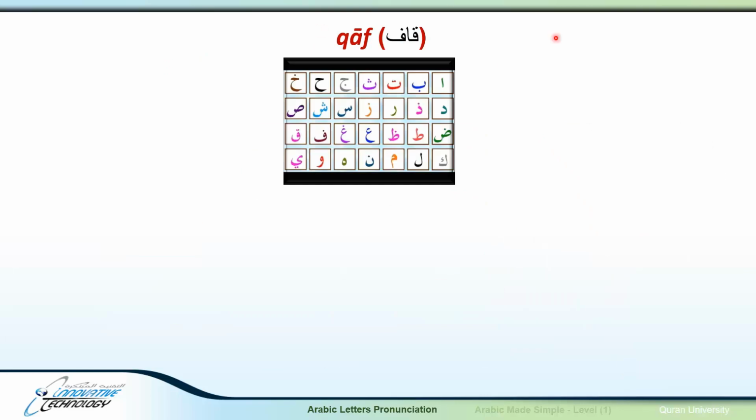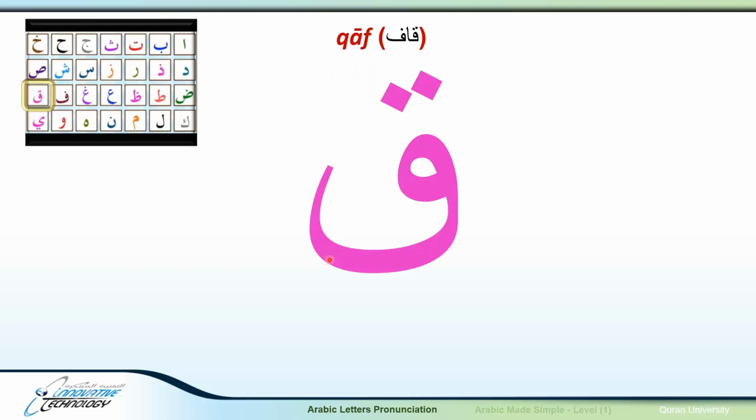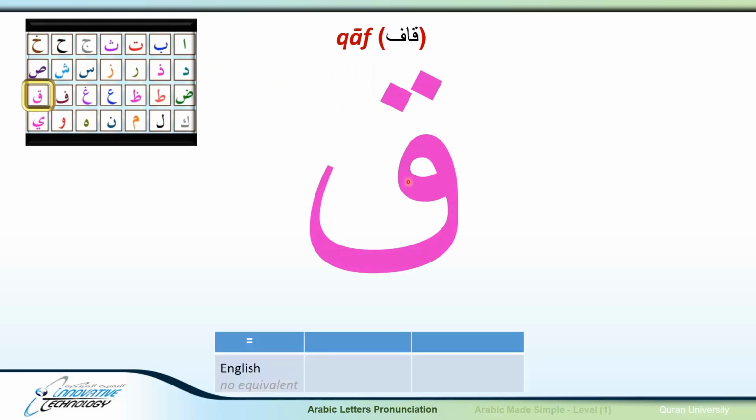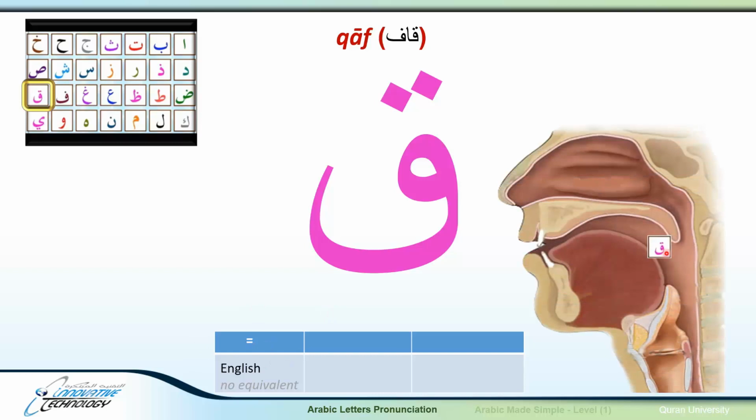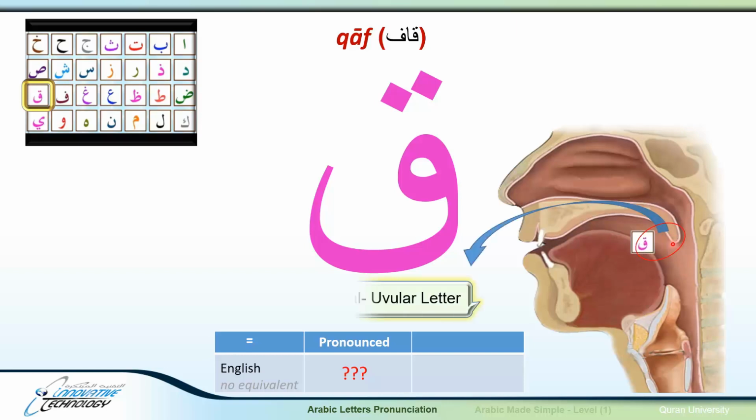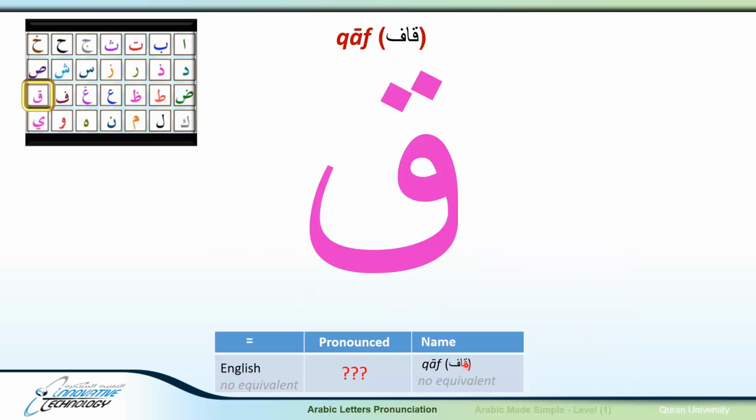The last is the letter قاف. قاف has 2 dots, like the fa, more circular, but with 2 dots on top of it. It has no English equivalent and is pronounced إق. It's pronounced at the upper throat, just below the uvula, and that's why it's called a lingual uvular letter, إق. And the name given for إق is قاف.